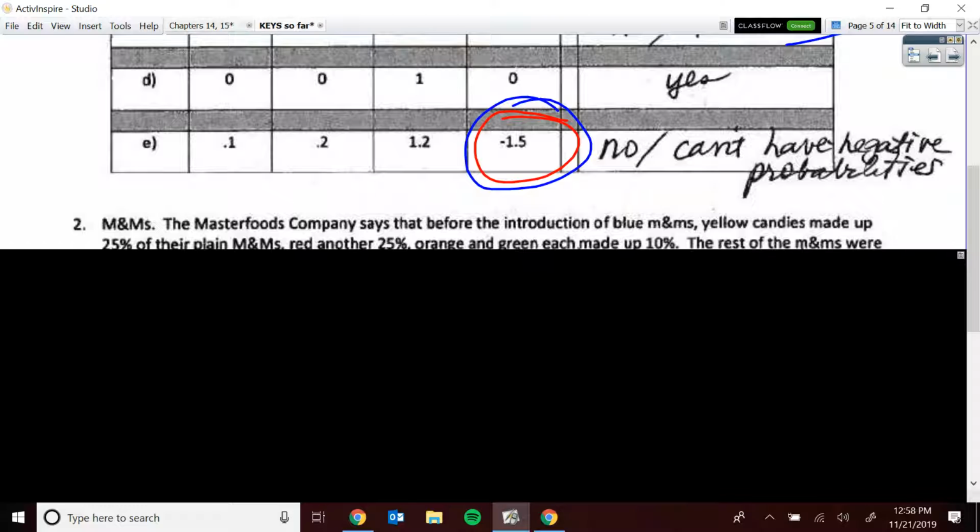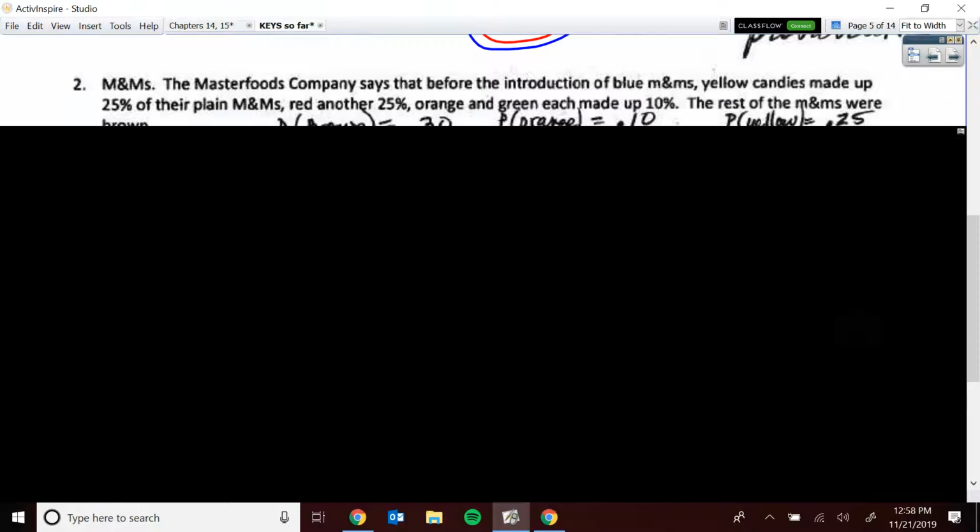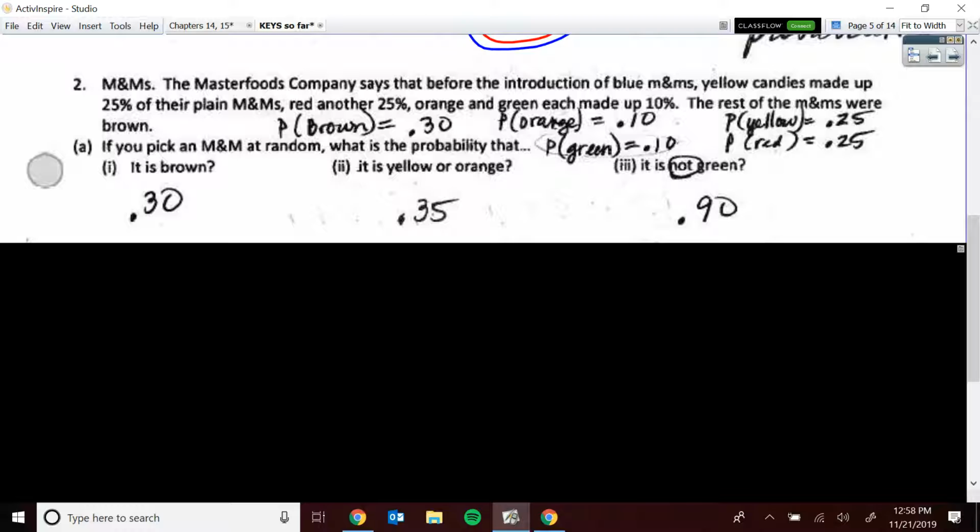So let's see how we did with all these M&Ms. Now, some people don't understand this. Orange and green each made 10%. So that means orange is 10% and green is 10%. Since orange and green each make 10%, that means there's 30% brown, not 40% brown. All right, so then orange or yellow is 35%, and then your not green is 90%.